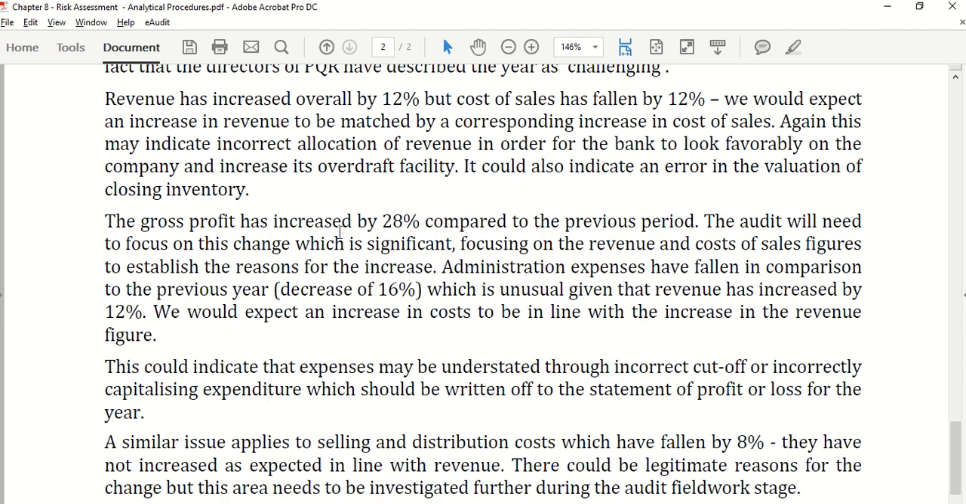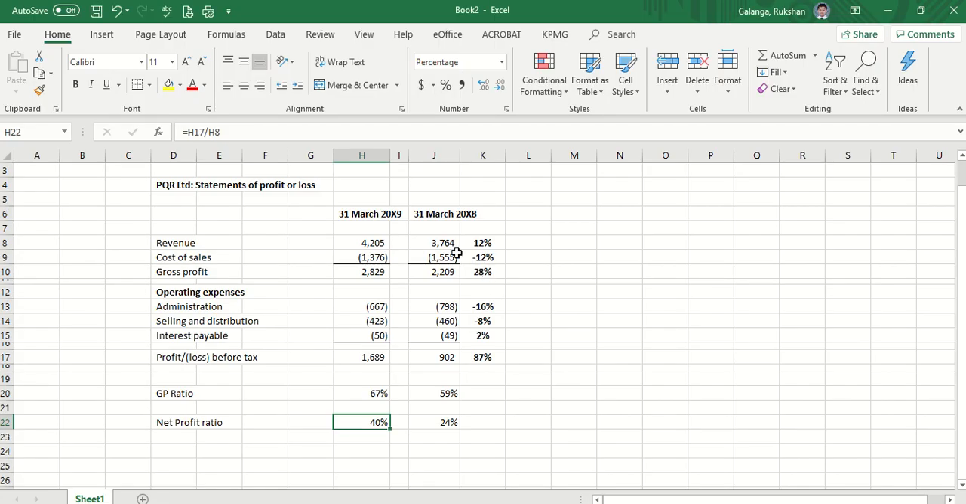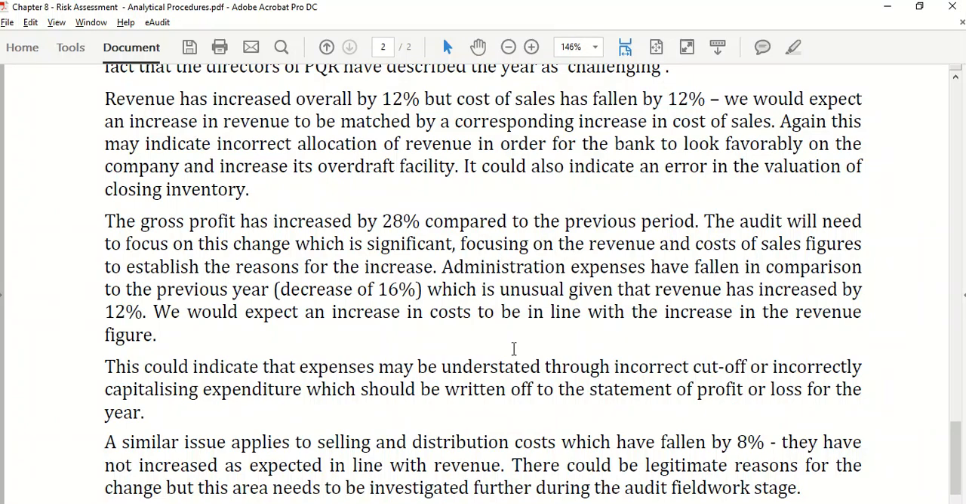The gross profit has increased by 28%. See, in our calculation, the gross profit has increased by 28%, right? 28% compared to the previous year. The audit will need to focus on the change, which is significant, focusing on the revenue and the cost of sales figures to establish the reason for the increase. Technically, why is there a huge increment in the gross profit, right?